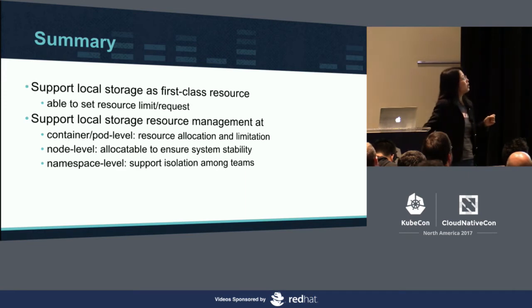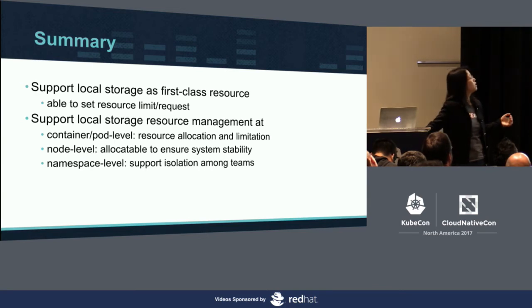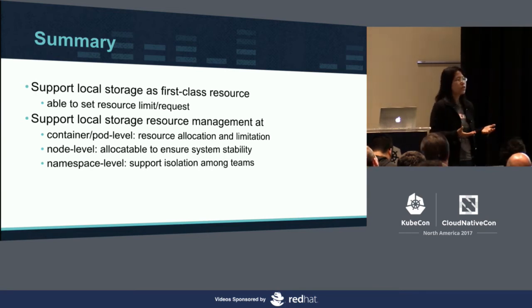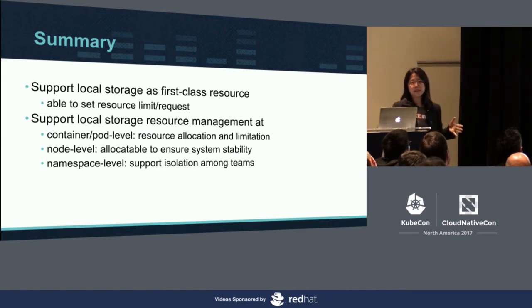Okay, in summary, we talked about how we support local ephemeral storage as a first-class resource, and how we support the management at container and pod level, so you can have resource allocation and limitation. At node level, by the allocatable concept, we can ensure system stability. And at namespace level, we partition the resources among different groups.